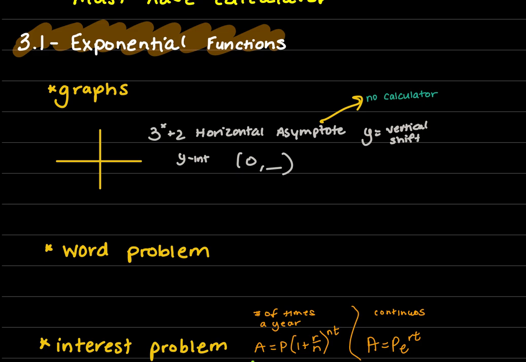So let's say I wanted to graph this, let f of x equals 3 to the x plus 2. Where's my horizontal asymptote at? 2, okay? My range is going to be from 2 to positive infinity. My domain, all real numbers. And then for the y-intercept, I could plug in 0, but you'll also get your t-chart.